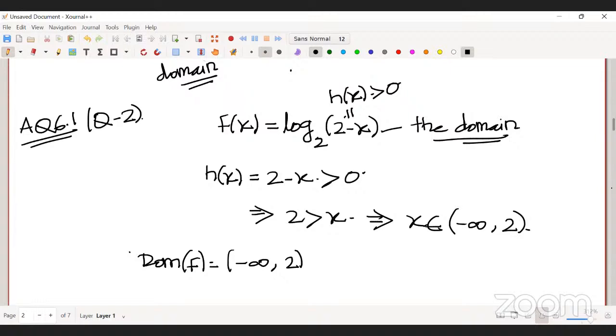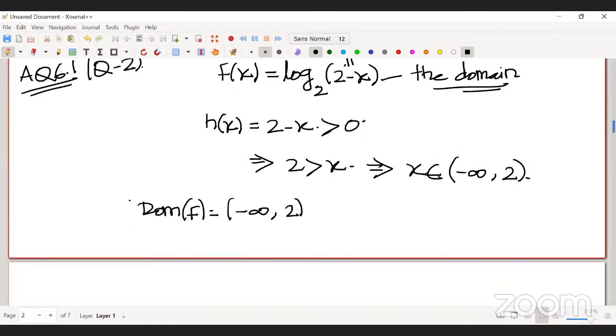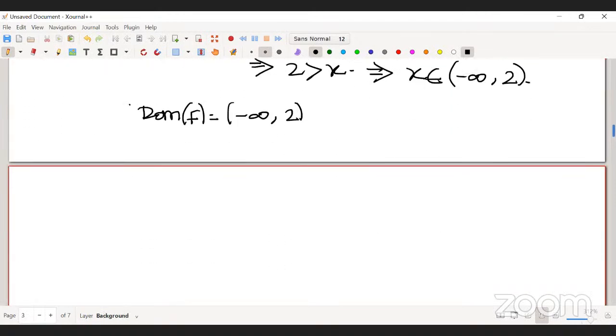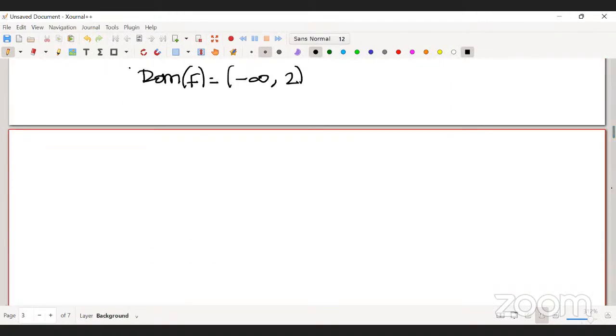Yes, now I get it. Okay, so let me solve the next question. You have another question, activity 6.1, question number 3, right?